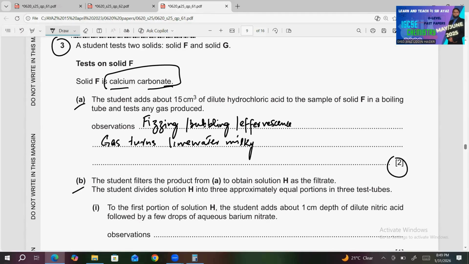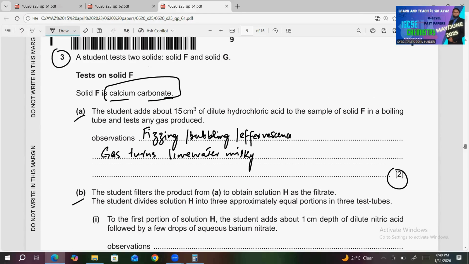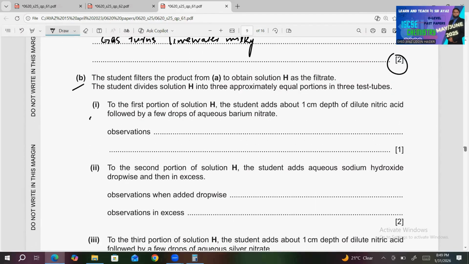B. The student filters the product from A to obtain solution H as a filtrate. The student divides solution H into three approximately equal portions in three test tubes. Number one. To the first portion of solution H, the student adds about 1 cm depth of nitric acid followed by a few drops of aqueous barium nitrate.